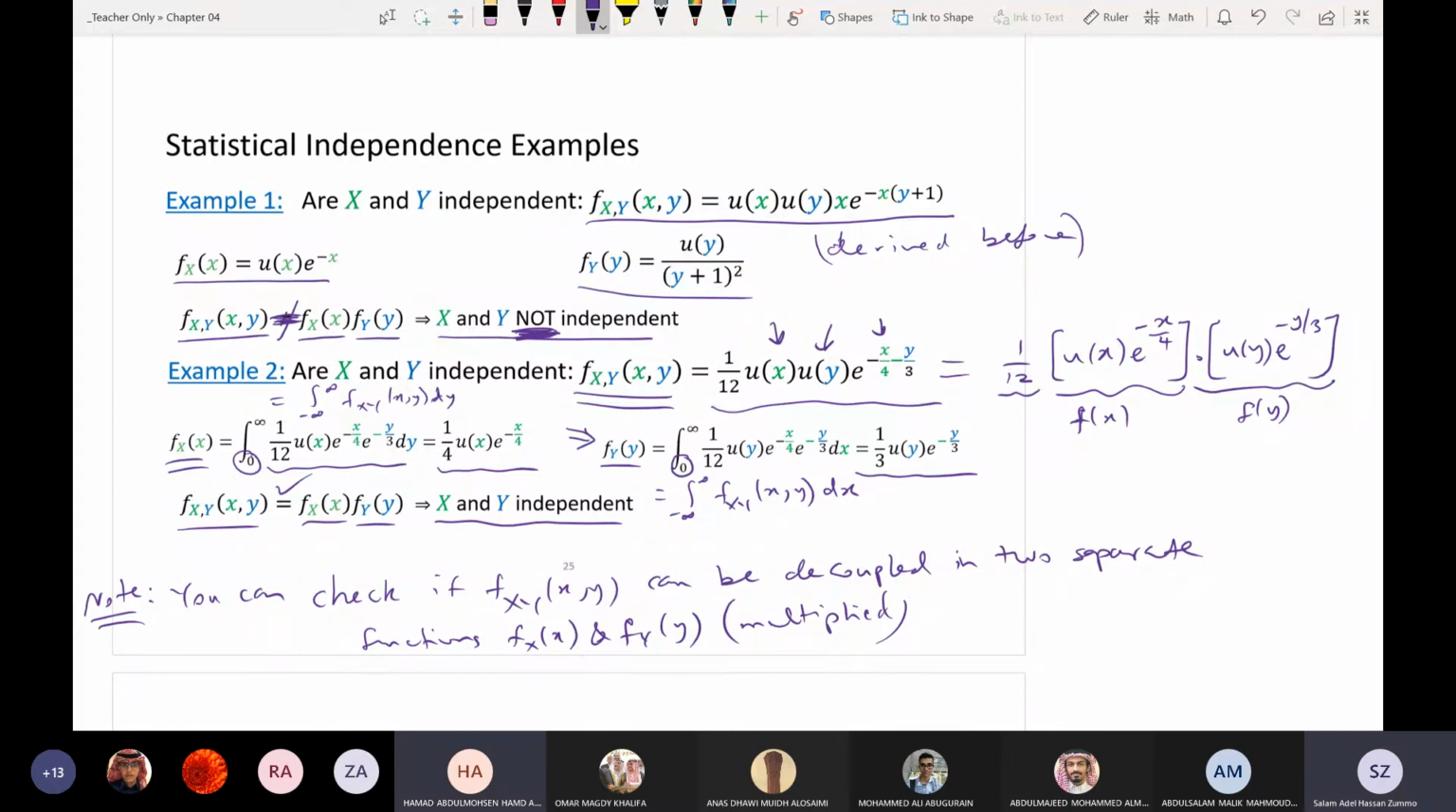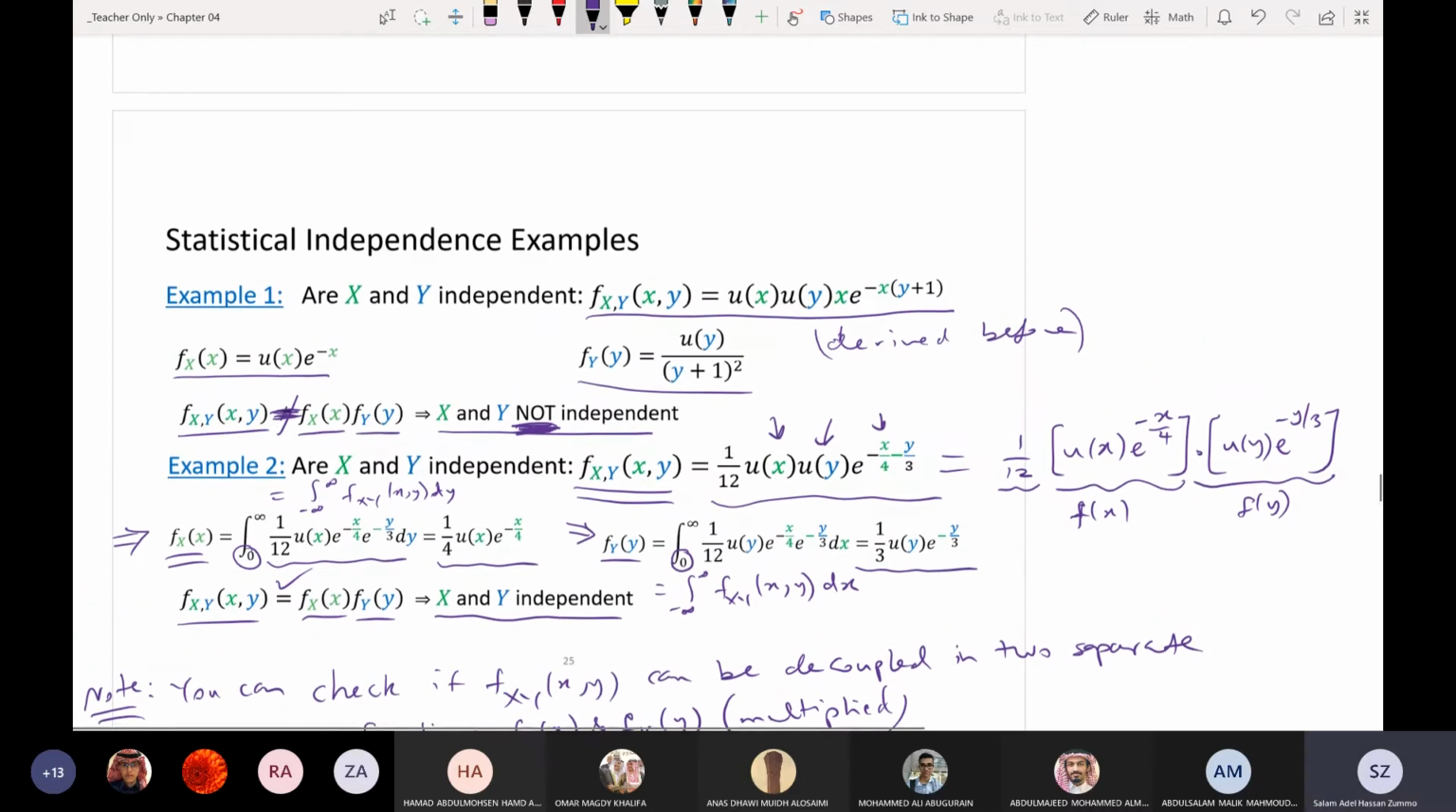يعني هذه ممكن تكون short cut إذا مثلا في اختبار ولا مرة you are not really interested or you don't have time to find the marginal PDFs. However, you can check whether they can be decoupled or not. يعني مثلا أعطيكم مثال.